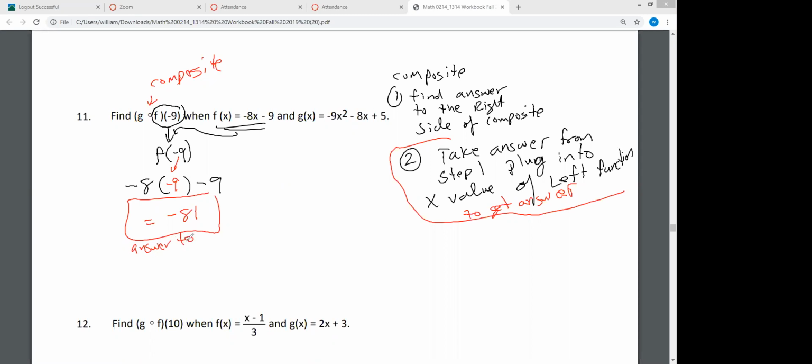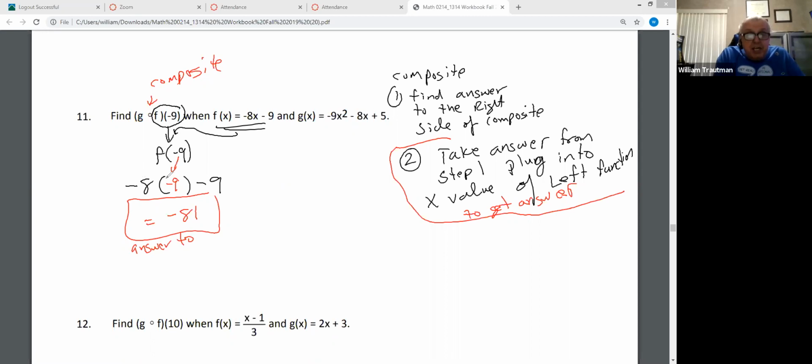I got 63. Oh, you're absolutely right. Negative 8 times negative 9 is a positive 72. 72 minus 9 is 63. Thank you. See, one of the negative signs I didn't see.